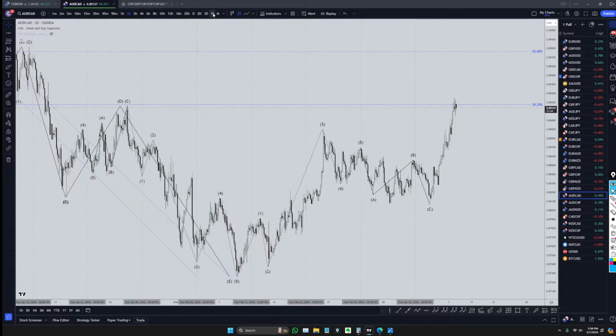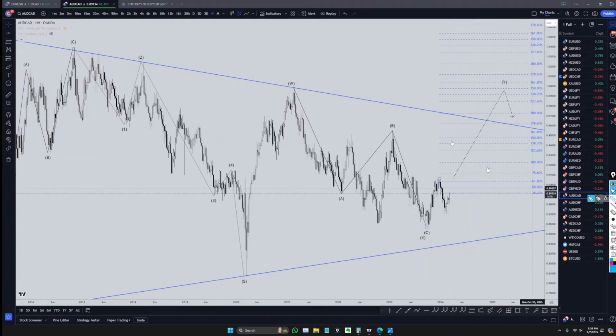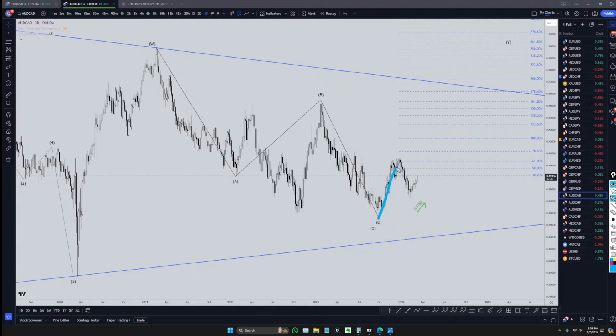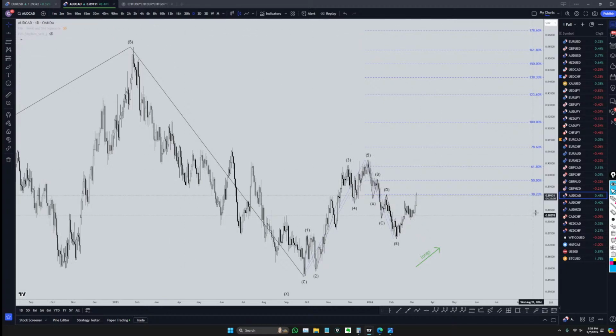I am very bullish on this Aussie CAD. Where are we at here? I actually think it's going up in a big way. I think this could be an A, B, C of Y, and it might go all the way up to this area, all the way back up to the top of this contracting triangle. That is a lot of pips right there. Now, there's going to be a ton of pullbacks along the way, but we're looking at about a 750 pip move right there, potentially. Big, big move.